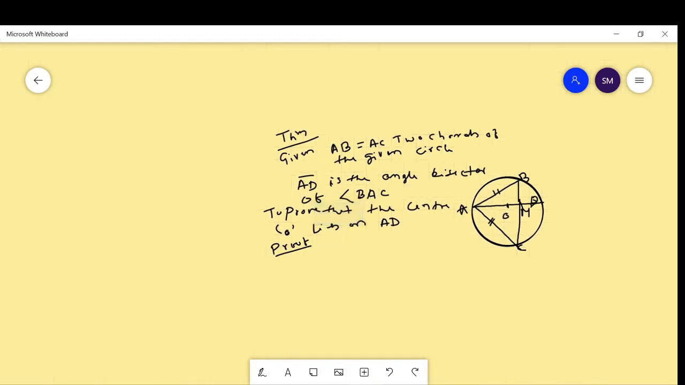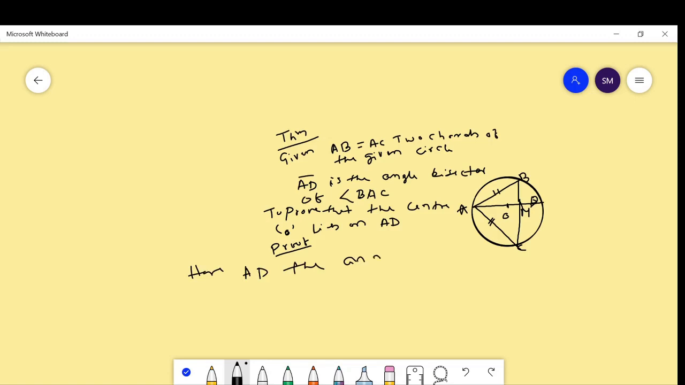Next, the proof. Draw the angle bisector AD, which joins the line BC at M. Here AD is the angle bisector which joins BC at M. Then consider the triangle BAM and triangle CAM.